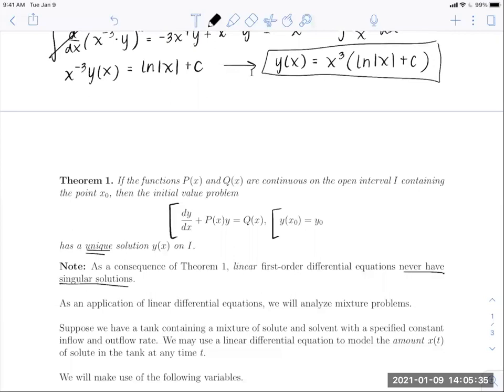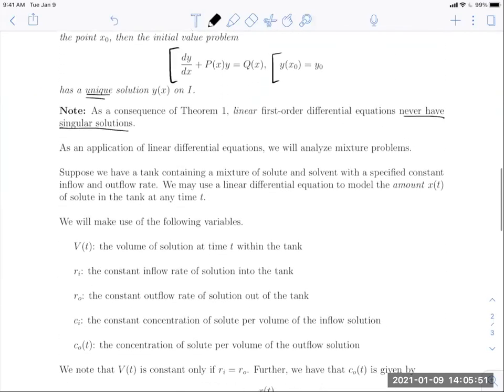We spoke about singular solutions in the previous section. Those are those sneaky little buggers that arise from values that cannot come from choosing a particular C value in a general solution. We don't have to worry about those in this section.